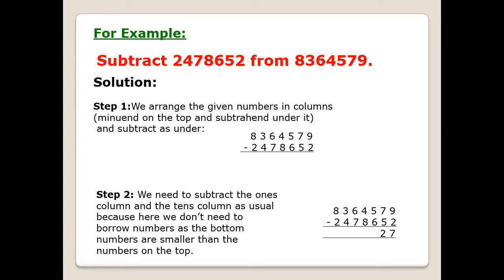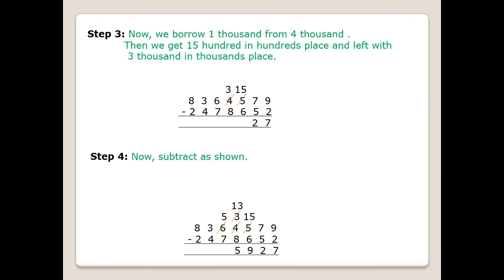Over here we have a number. Subtract 24,78,652 from 83,64,579. The first step that we have to follow is we arrange the given numbers in columns. That means minuend on the top and subtrahend under it. Now the next step that we have to follow is subtract ones and tens unit. Step 3 is now we have to borrow, because we cannot subtract 6 from 5. That has to be subtracted from a bigger number.